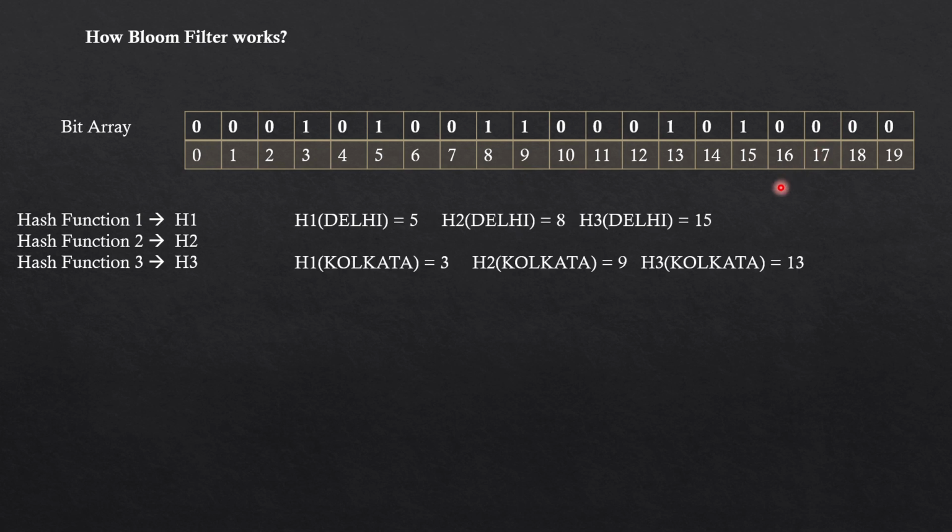Now let's take another example. For Kolkata, when we passed it through hash function 1 we got 3, so we set 3. When we passed it to hash function 2 we got 9, so we set 9, and for hash function 3 we got 13, so we have set bit 13. So for the bit array that we have, this is the Bloom filter for us.